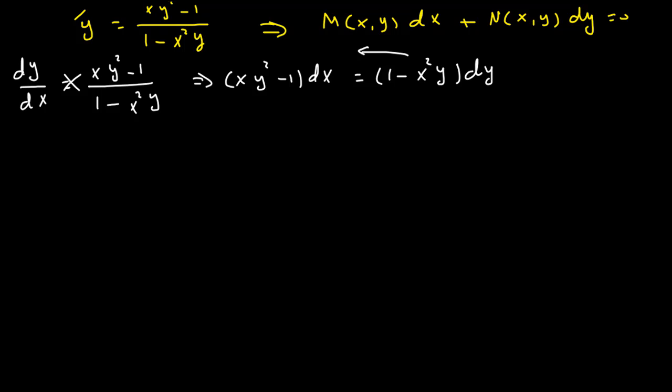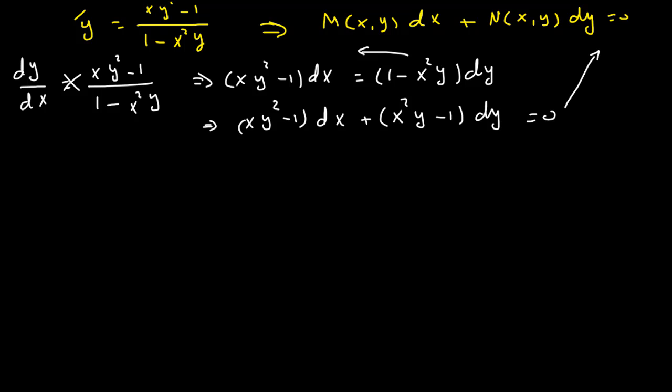And if we move this to the left hand side, we will have x y squared minus 1 dx plus, we will change the sign of this term, x squared y minus 1 dy equal to 0. And this matches the general form of the first order first degree differential equation. From this form, this one is our function M of x and y, and this function is our N of x and y.